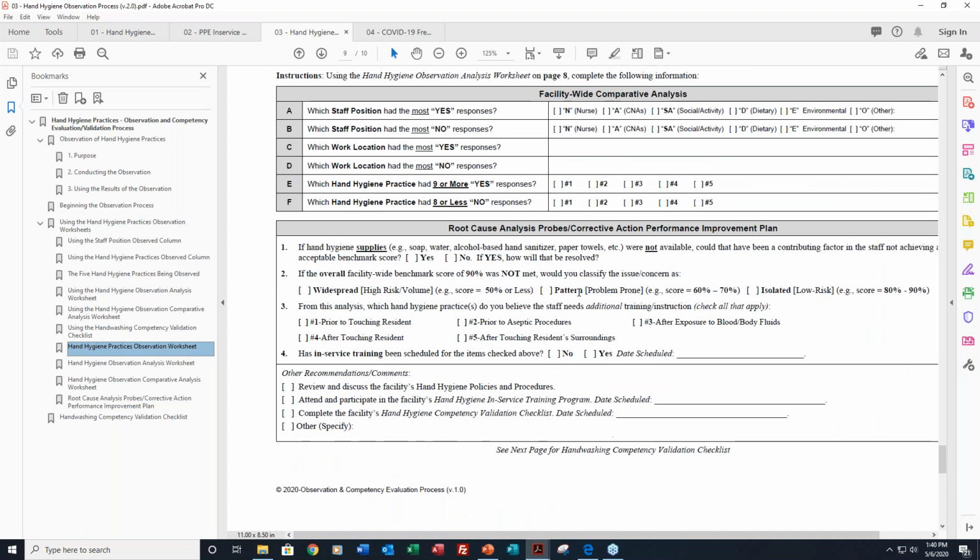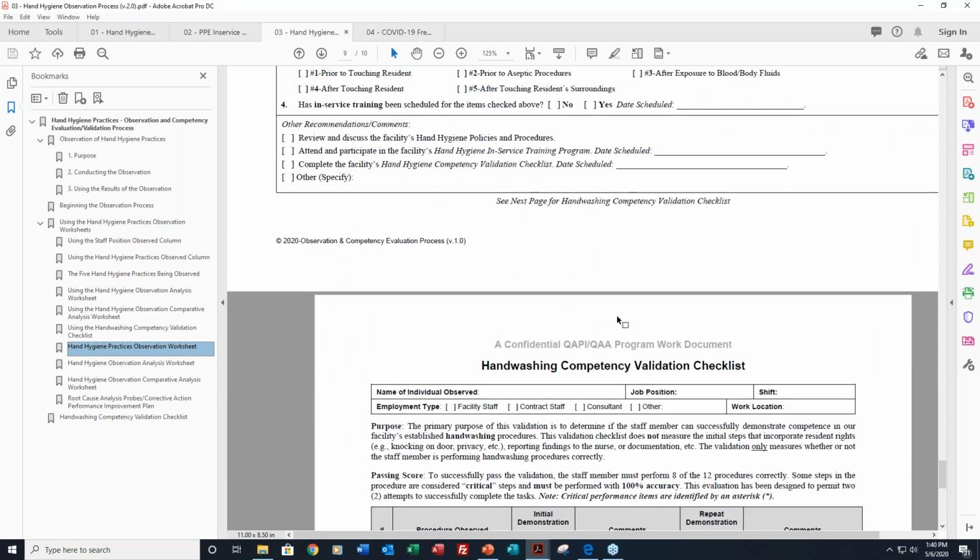And here is your root cause analysis. So this is where the survey team is looking for your observation and your QAPI process. Remember, the QAPI program under the blanket waivers is strictly infection control and adverse events. So we've provided this information, and it's easy to identify which one of these areas you need to train on. You will really like this.